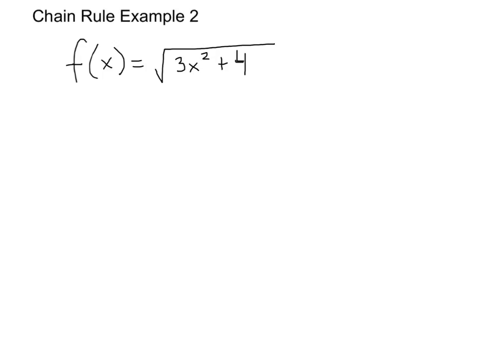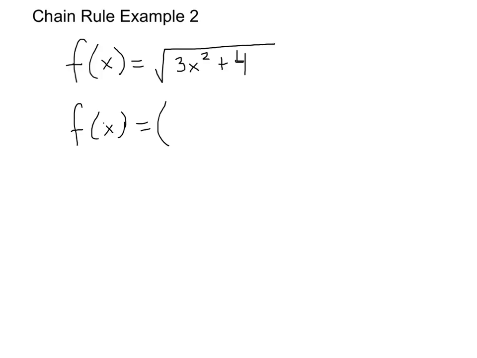So in this video, what we're going to do is find the derivative of this function, f of x equals the square root of 3x squared plus 4. The first thing I'm going to do, before I begin to evaluate the derivative, is rewrite it. So I've got f of x equals, and I'm going to change it.